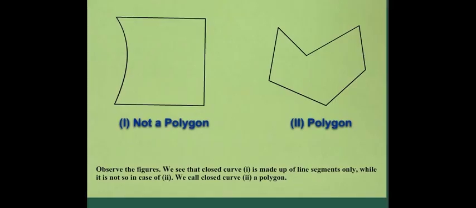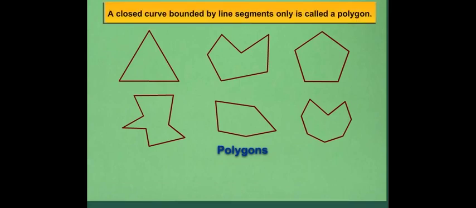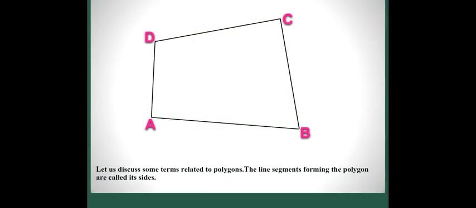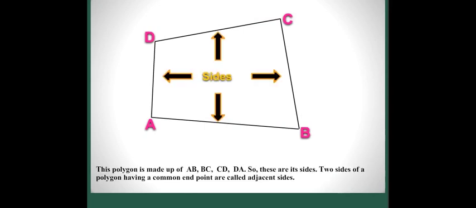We see that closed curve 2 is made up of line segments only, while it is not so in case of 1. We call closed curve 2 a polygon. A closed curve bounded by line segments only is called a polygon. Let us discuss some terms related to polygons. The line segments forming the polygon are called its sides. The polygon is made up of line segment AB, BC, CD, DA, so these are its sides.